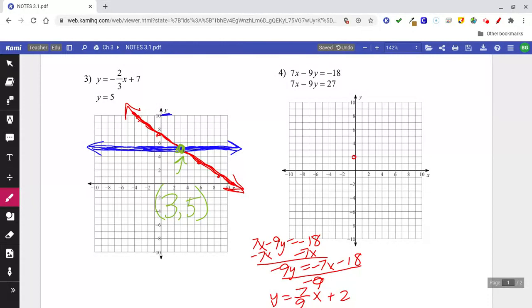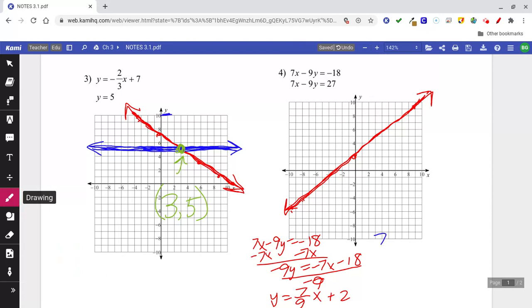So I'll start at the 2. We're going to go up 1, 2, 3, 4, 5, 6, 7, and over 9. You can go down 1, 2, 3, 4, 5, 6, 7, and over to the left 9. We've got a line. You want to be as careful as you can, because sometimes if you make a small mistake, it'll cost you. It'll make your answer wrong.